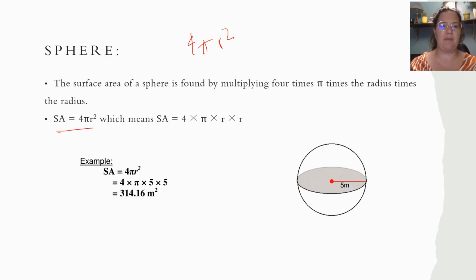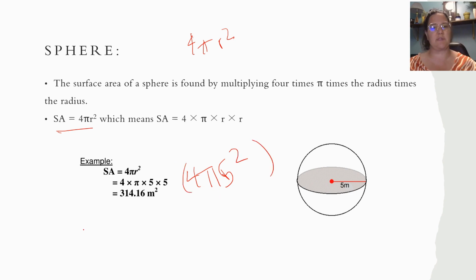When we put in the values that we have, we go 4 times pi times 5 times 5, or 4 pi 5 squared, and you can put that all in your calculator just like that, which gives us 314.16, or 314 meters squared. So again, all these formulas are given to you on your formula sheet. You can refer to it at any time that you need.